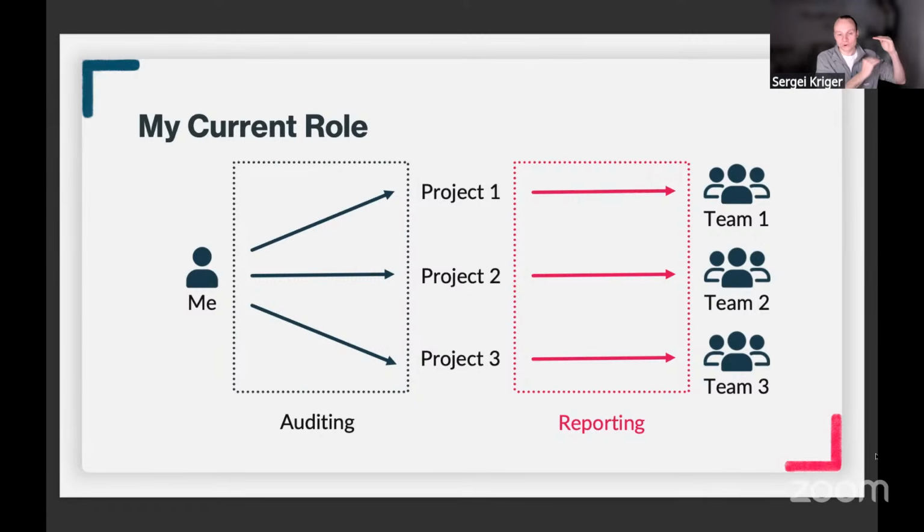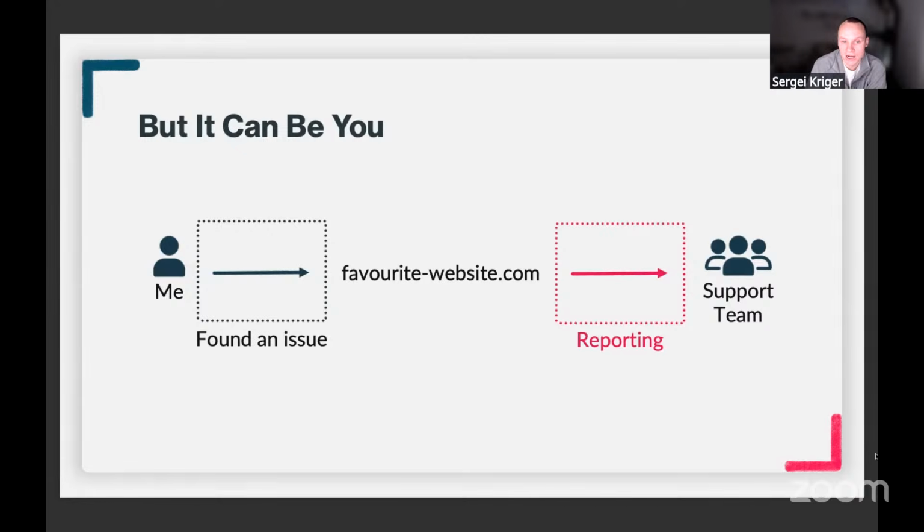I'm searching for issues, collecting all of them as a list or a set of issues, and then I'm delivering or reporting the issues to the team. But it's not necessarily that this process should look like that. It can be you in my place who finds some issue on, I don't know, your favorite website, for example, and then you want to report it and see it fixed at the end. So it can also relate to you when you report issues on the websites you visit often. So it's always about reporting. Find an issue, then pack it somehow and deliver it to the corresponding team or person.